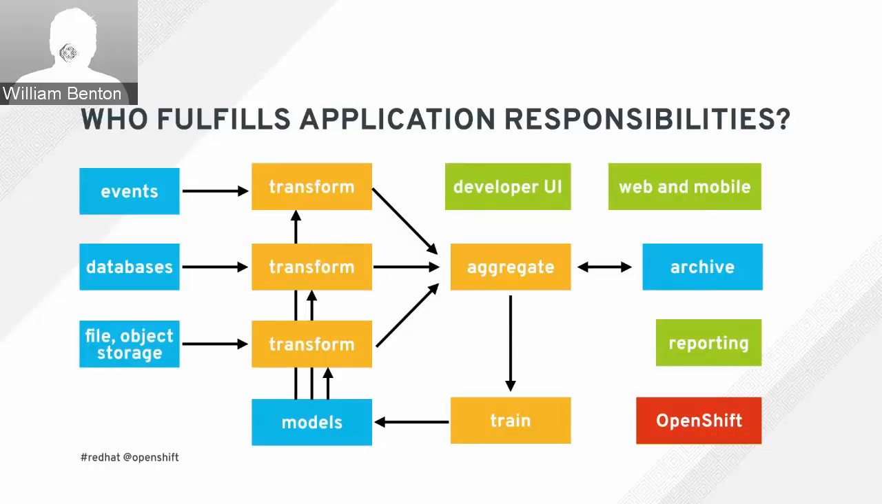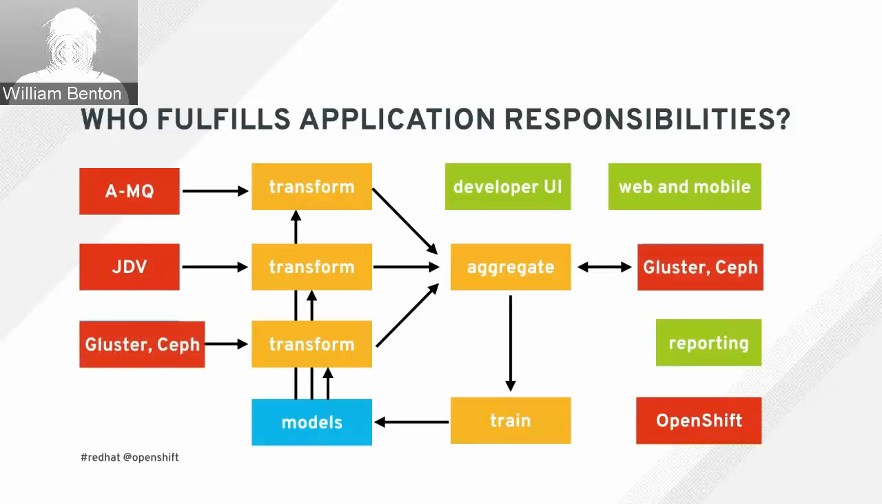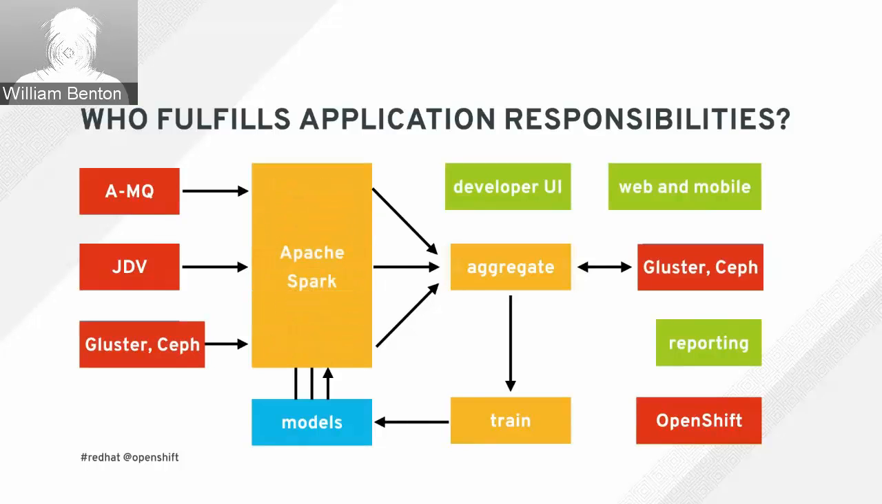For processing streaming events, you have a lot of options, including JBoss AMQ and Kafka that can run in containers. JBoss Data Virtualization provides you with a unified interface to legacy databases, and reliable distributed file systems like Gluster and Ceph are a great option for file and object storage, both as a source for input data and as a destination for archive data. My team has had a lot of success using Apache Spark as a compute layer for internal applications over the past couple of years, and the model of federating data in the compute layer is a really great fit for microservice-based applications.